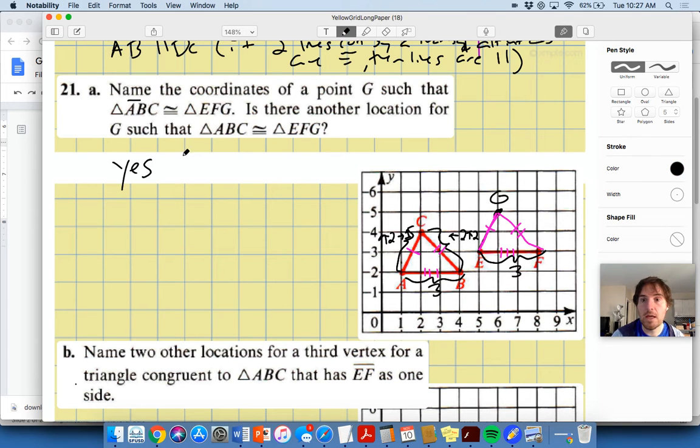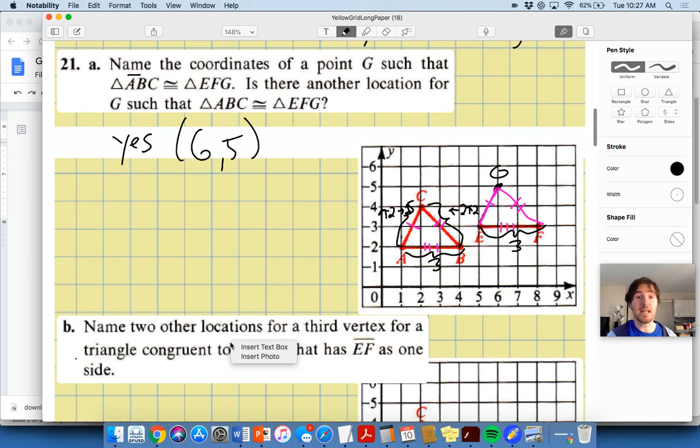Yes, and I'm going to go with 6, 5. A lot of people were putting that in their exit ticket yesterday, so read the problem carefully. It says here, name 2 other locations for a third vertex for a triangle congruent to triangle ABC that has EF as one of its sides. Ooh, two other locations. Interesting.